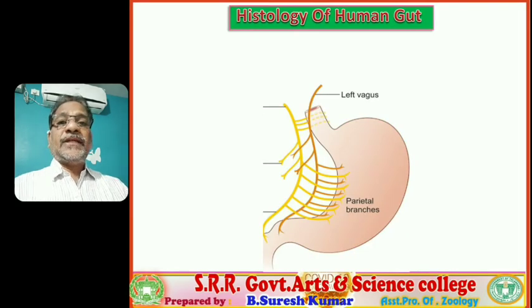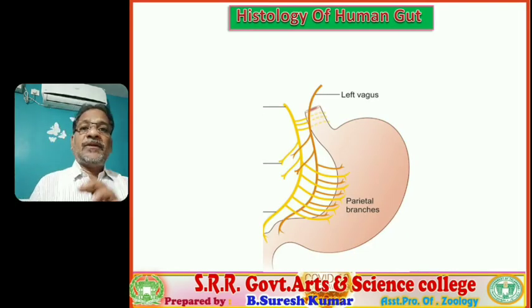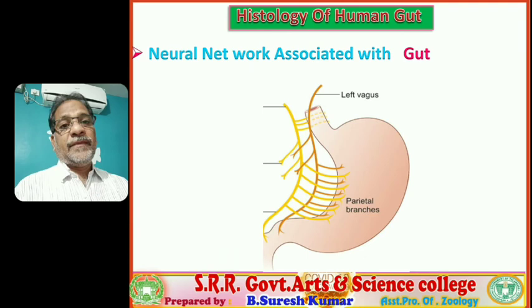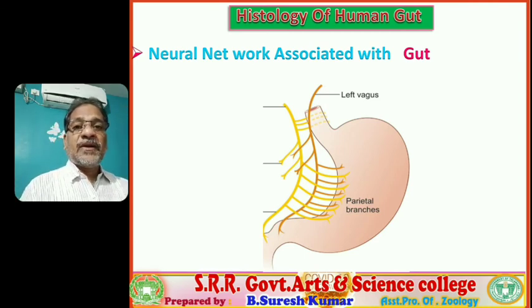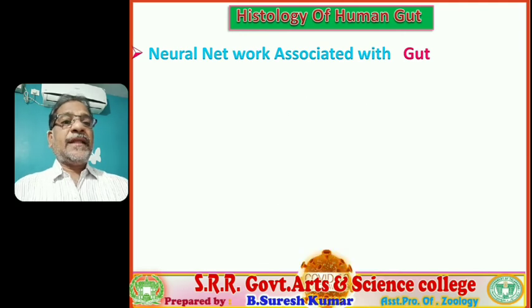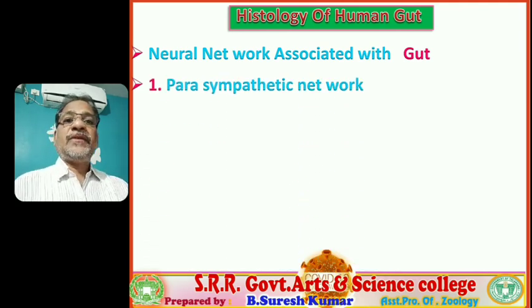Right, next, besides all these structures, if we verify the histology of the alimentary canal, additionally we find the neural network. Why? Because our alimentary canal is an involuntary canal containing involuntary organs. Those involuntary organs are regulated by our autonomic nervous system. There are two divisions in the autonomic nervous system. One division is the sympathetic nervous system, another division is the parasympathetic nervous system.